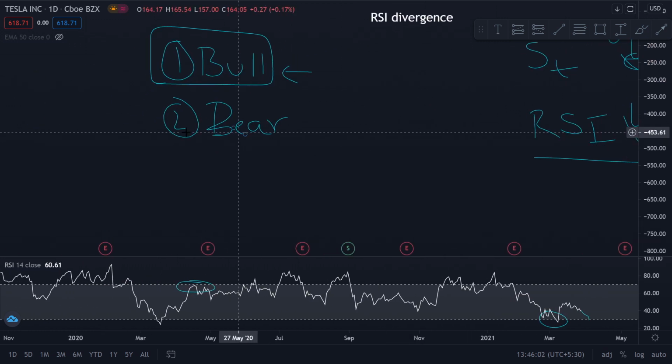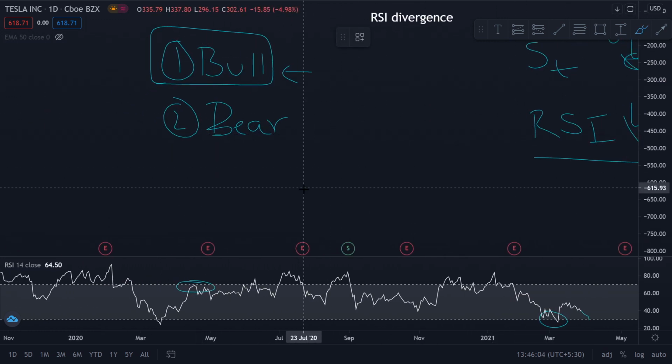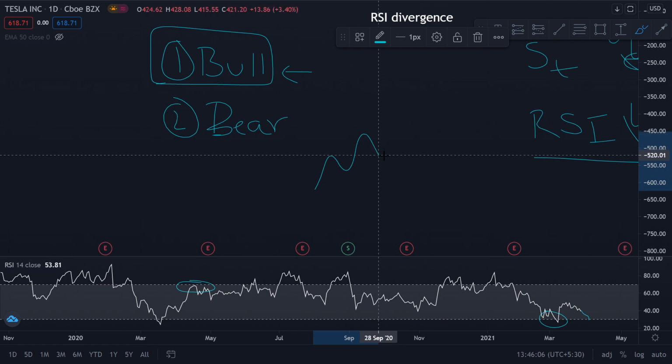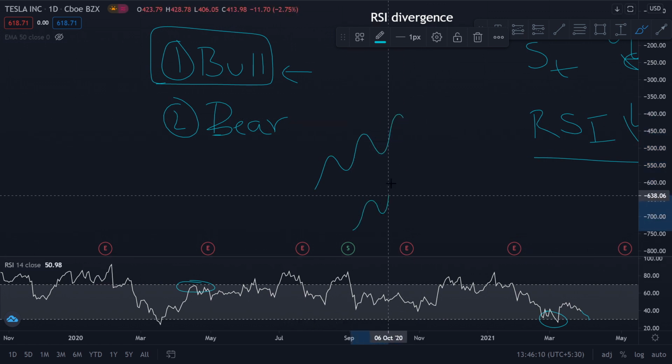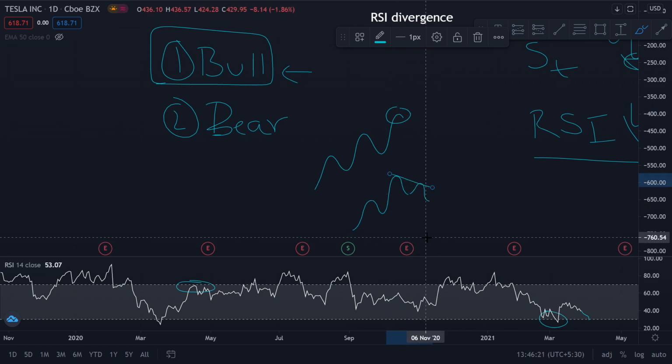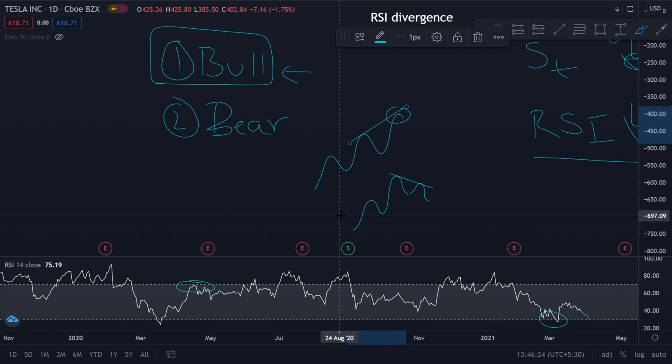Same in case of a bearish divergence as well. So in a bearish divergence, the stock is moving up, forming higher highs and higher lows. RSI forms higher highs and higher lows. But another time, during another higher high in the stock, RSI fails to break its previous high and makes a lower low.